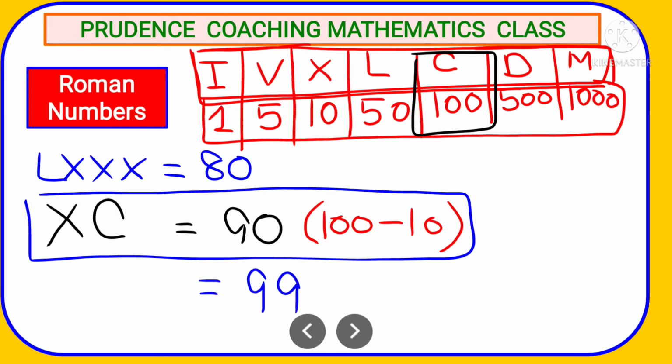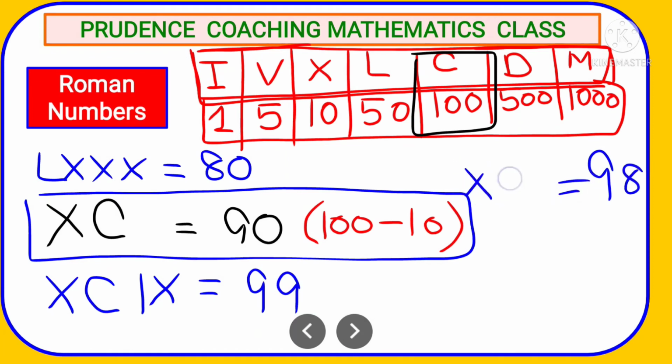99 means 90 plus 9. So XC is 90 plus 9, that is IX. So this one is 90 plus 9. This is 99. So similarly, you are going to write 98. Just comment your answer below on how you are going to write 98.